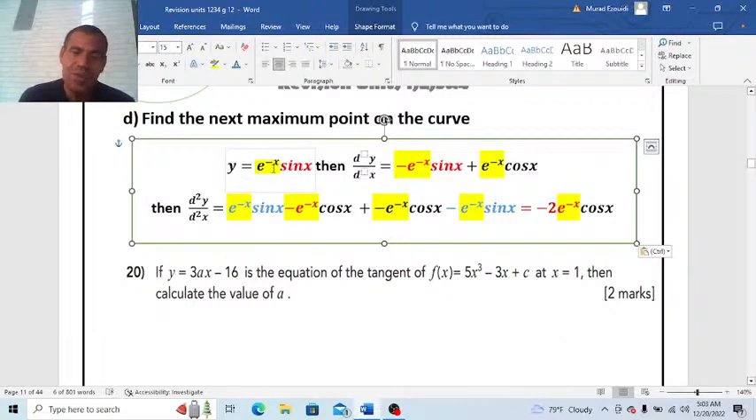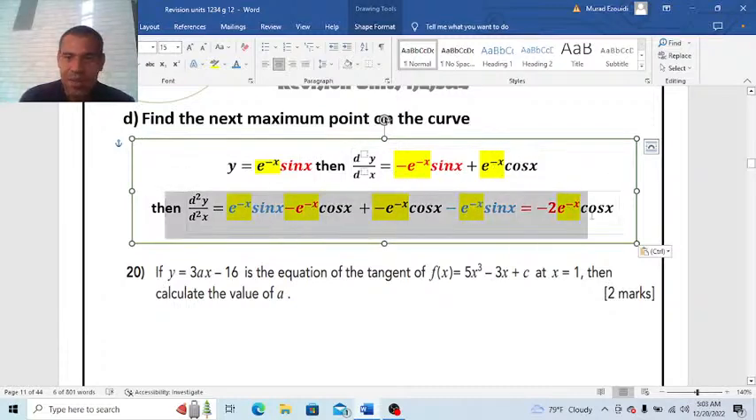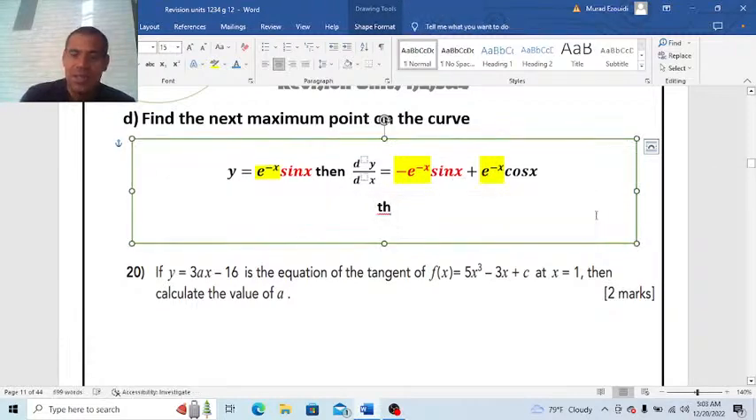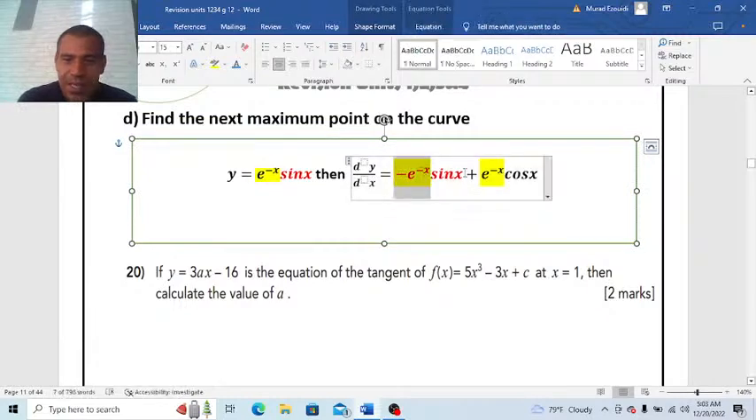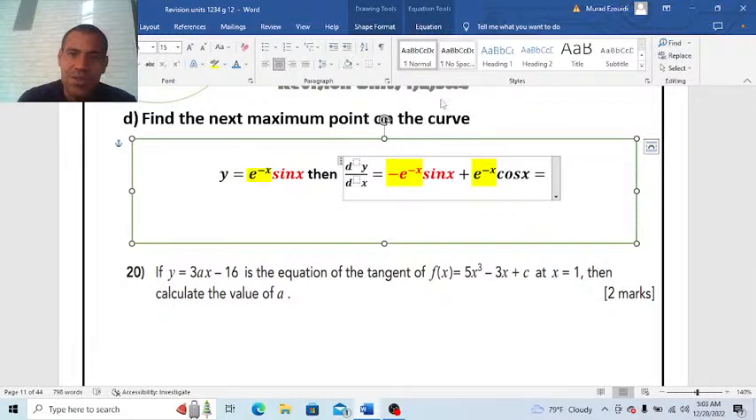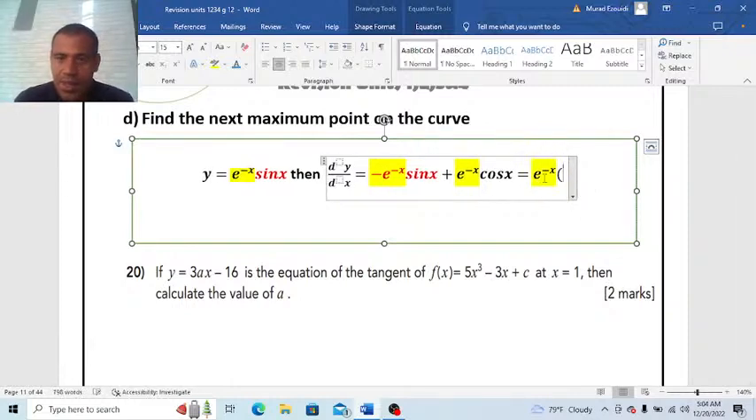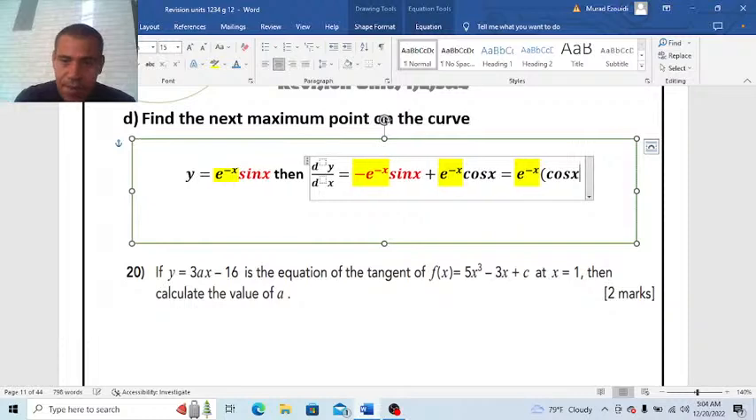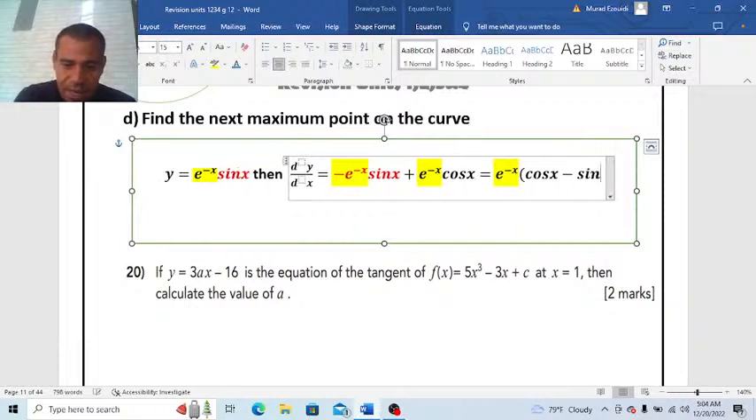This is y equal exponential sine of x. Then dy with respect to x is that. Here you see exponential minus x, and here exponential minus x. This is a common factor. I will write this as equal to exponential minus x, between parentheses, cosine of x minus sine of x.